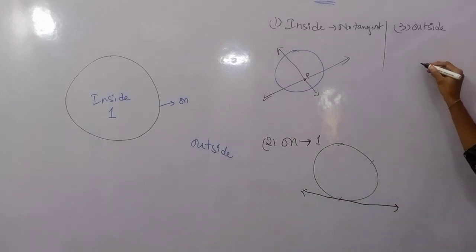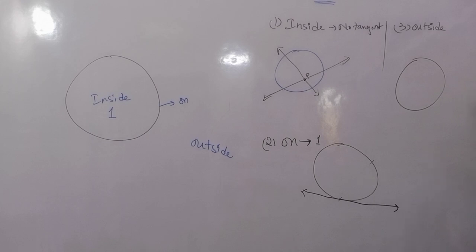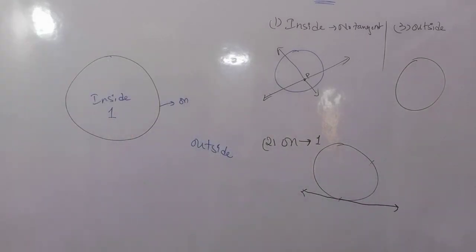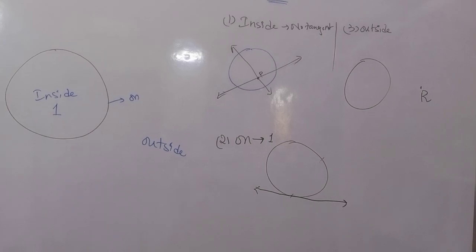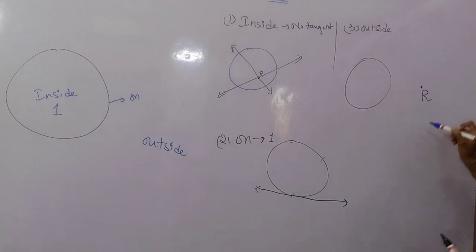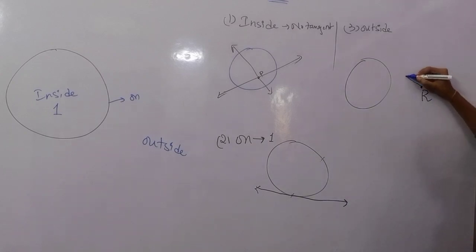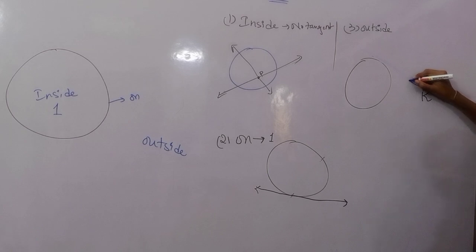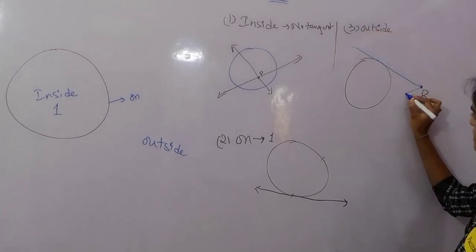Now tell me, how many tangents can I draw from an external point? Suppose this is the external point R. From the external point R, how many tangents can I draw? I can draw one tangent this way and one tangent this way.